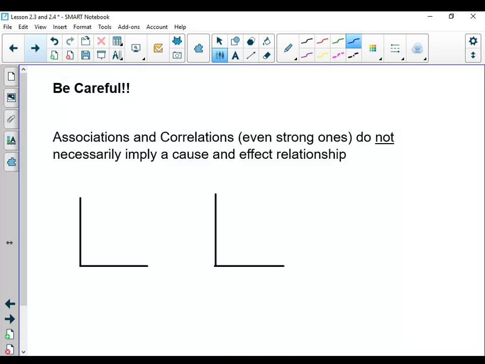Here is one thing though. This is the very last page. Sometimes statisticians get in trouble with this because they find out two things have a correlation, and maybe it's a strong correlation, but that doesn't mean there's a causation there.